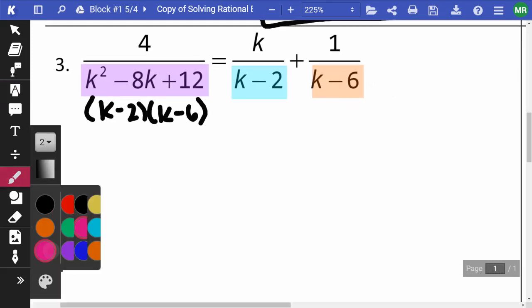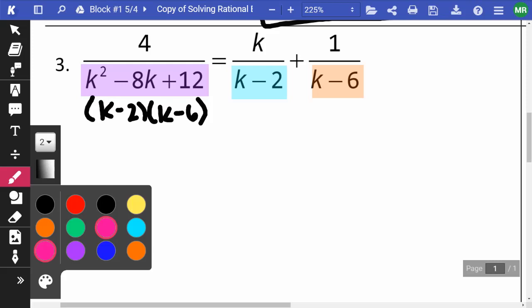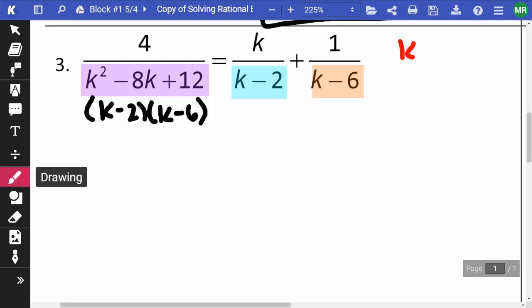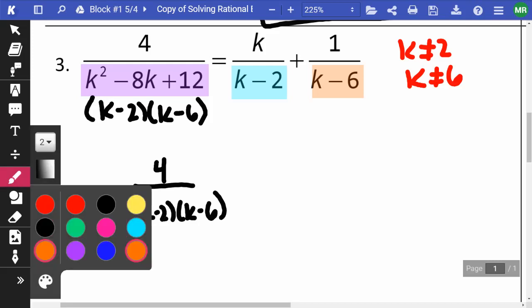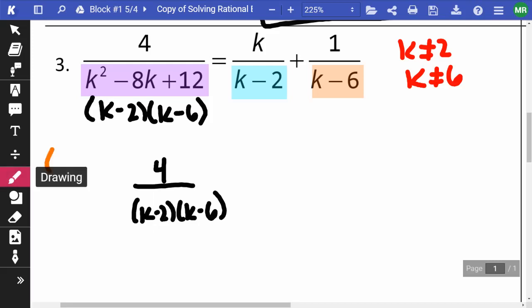Now, my restrictions are going to be k cannot equal 2 and k cannot equal 6. Those are my restrictions. So again, I'm going to multiply everything by this. So I'm going to have 4 over k minus 2, k minus 6. And again, that's going to multiply with k minus 2, k minus 6. I'll clean this up in a sec.